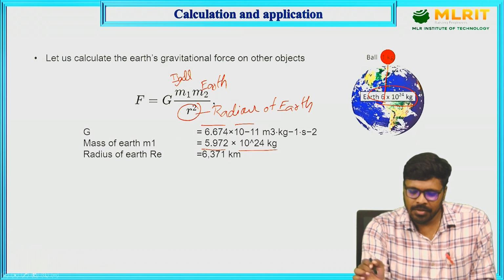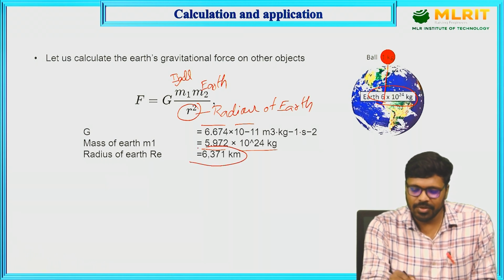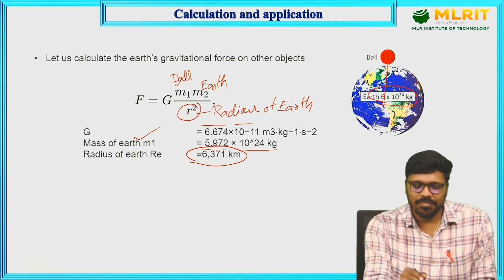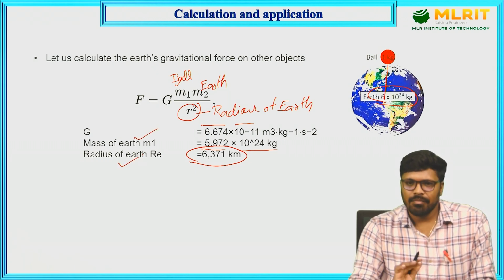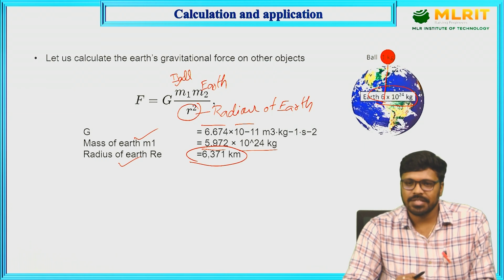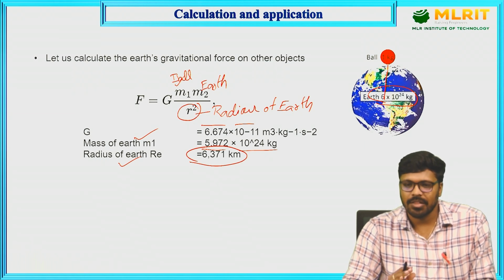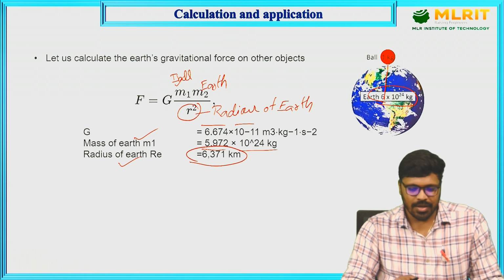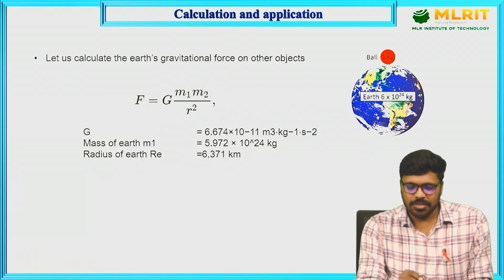Of earth. So what is the radius of earth? We discussed the radius of earth in the last lecture. We discussed the mass of the earth, the radius of the earth, the mass of the different planets, the radius of the different planets, revolutionary periods, all those. From that data we got these values. So if these are the values, then we calculate the F.